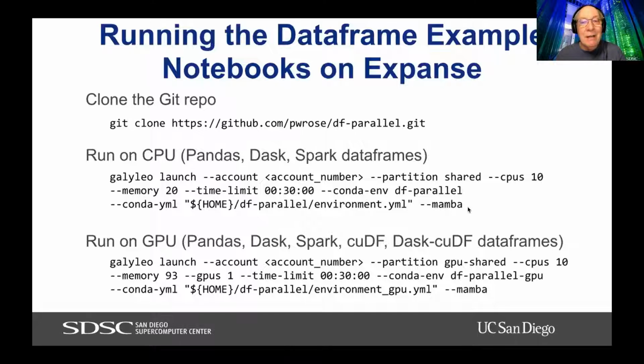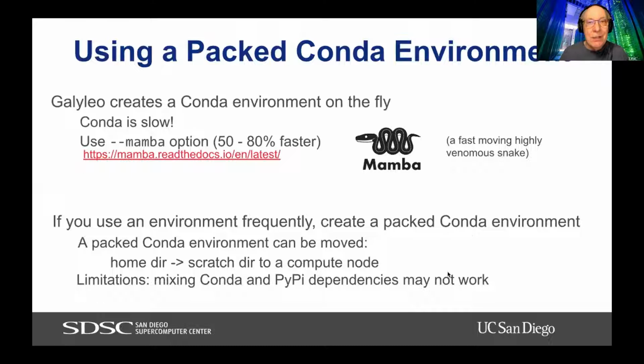Now, if you run it on GPU, it's slightly different. You would instead choose the GPU shared partition here. Again, 10 CPUs. In this case, we're choosing 93 gigabytes of memory and 1 GPU. And the rest is pretty much the same, except the environment.yml file. I have a different one, which now includes some of the NVIDIA dependencies to run the CUDA data frames here. So this is how you would run this, and I'll show you that live in a minute or so.